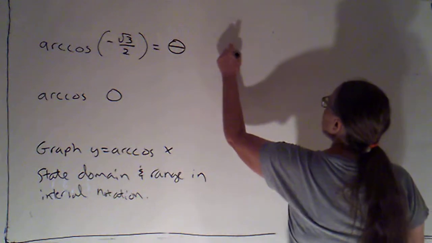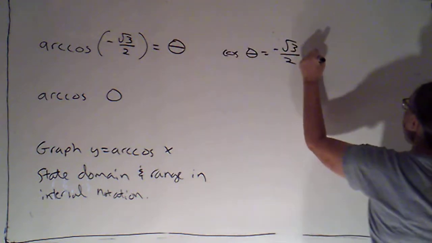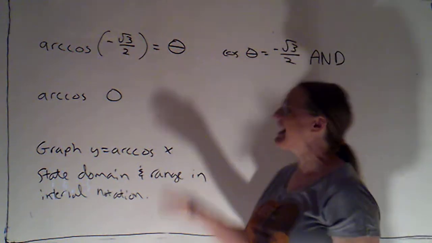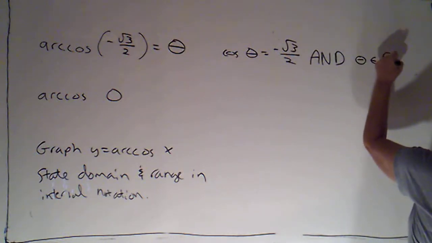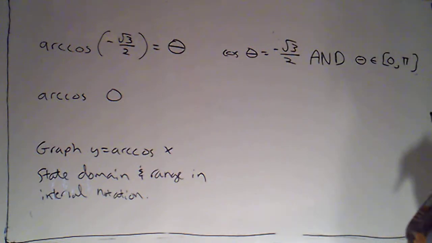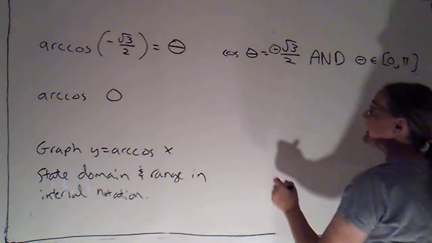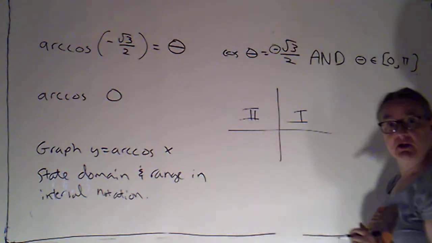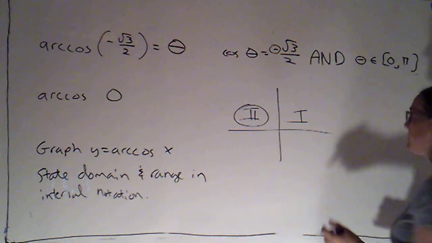So this tells me that cosine of theta is negative root 3 over 2, and with inverse trig, it's always two things. This is the cosine, and theta has to be in the interval from 0 to pi. Okay. So I'm going to look at the sign. This one's negative. 0 to pi corresponds to quadrants 1 and 2, and if cosine is negative, we're in quadrant 2, just like we were last time.